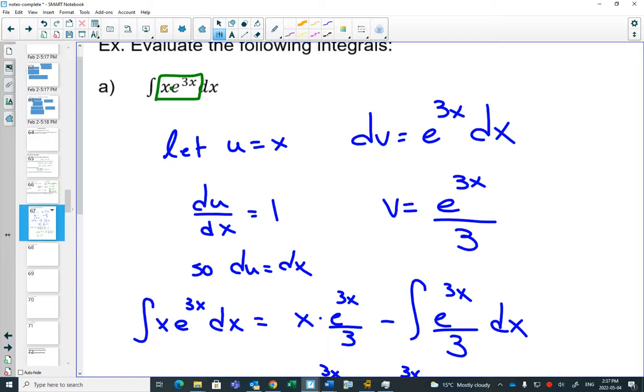The one that we choose for dv, we have to be able to integrate it in order to get the value of v. So if I, over top of here, this was u, this was v, this is the integral of v du.